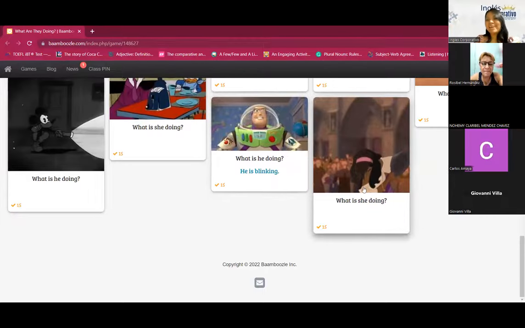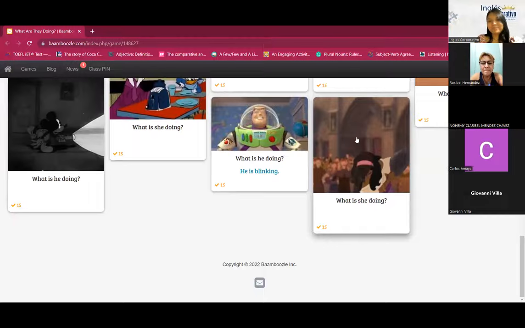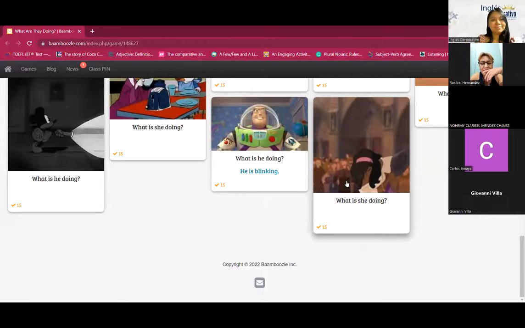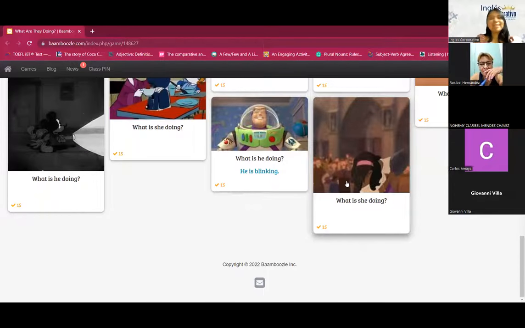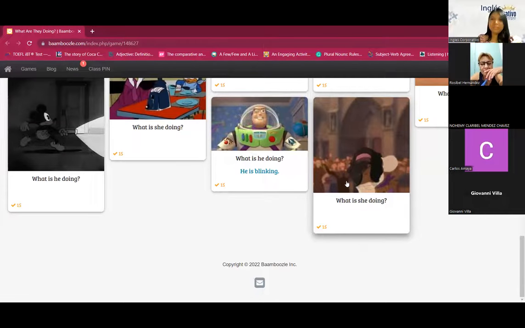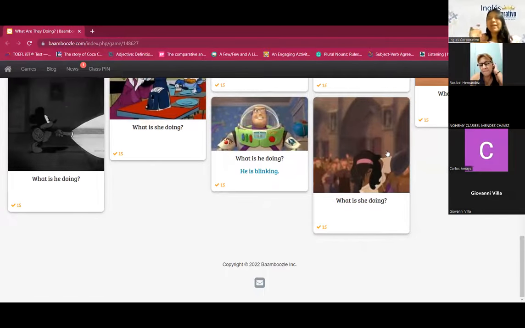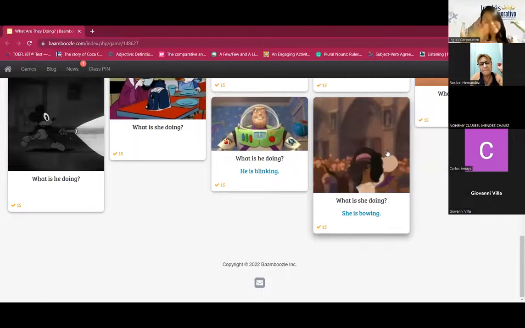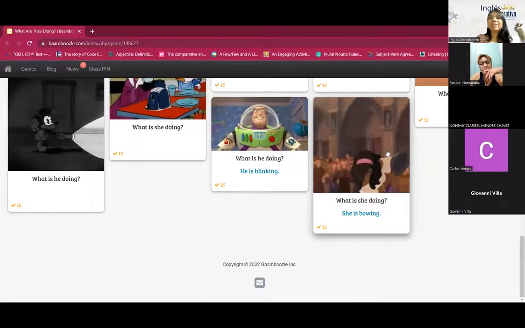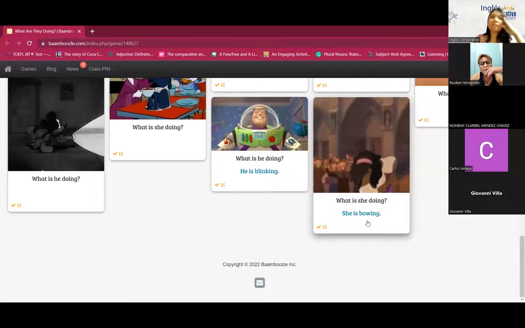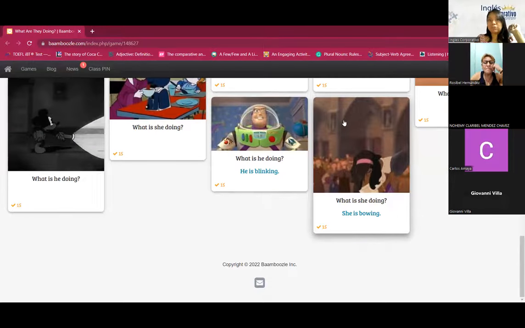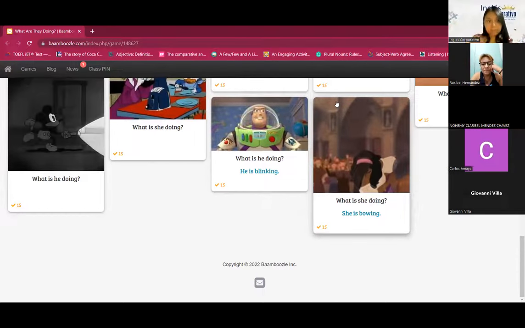Okay, and what is she doing? The last one, this one. Inclinarse. The correct verb, I would say, is bowing. Como inclinarse, hacerle así como le está haciendo ella, es bow. Los japoneses, ellos saludan así. Bowing. So that is the name of that action. Bowing. Inclinarse.